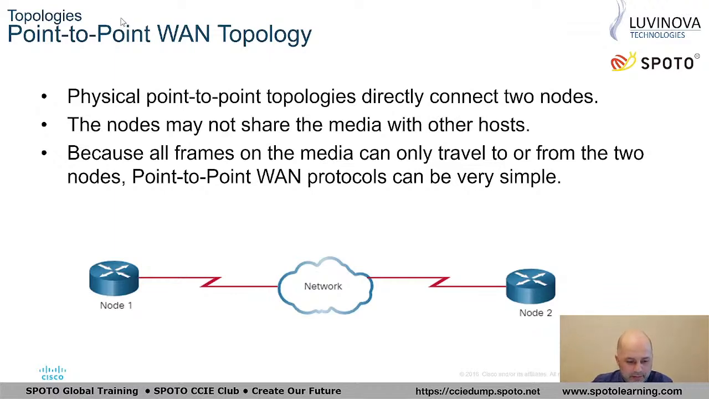So what else do we have? It's the point-to-point WAN technology. It's a physical point-to-point technology directly connecting nodes, as we already talked about. The nodes may not share the media with other hosts. So it means directly from one device to another device. The nodes may not share the media with other hosts because all frames on the media can only travel to or from the two nodes. Point-to-point WAN protocols can be very simple.